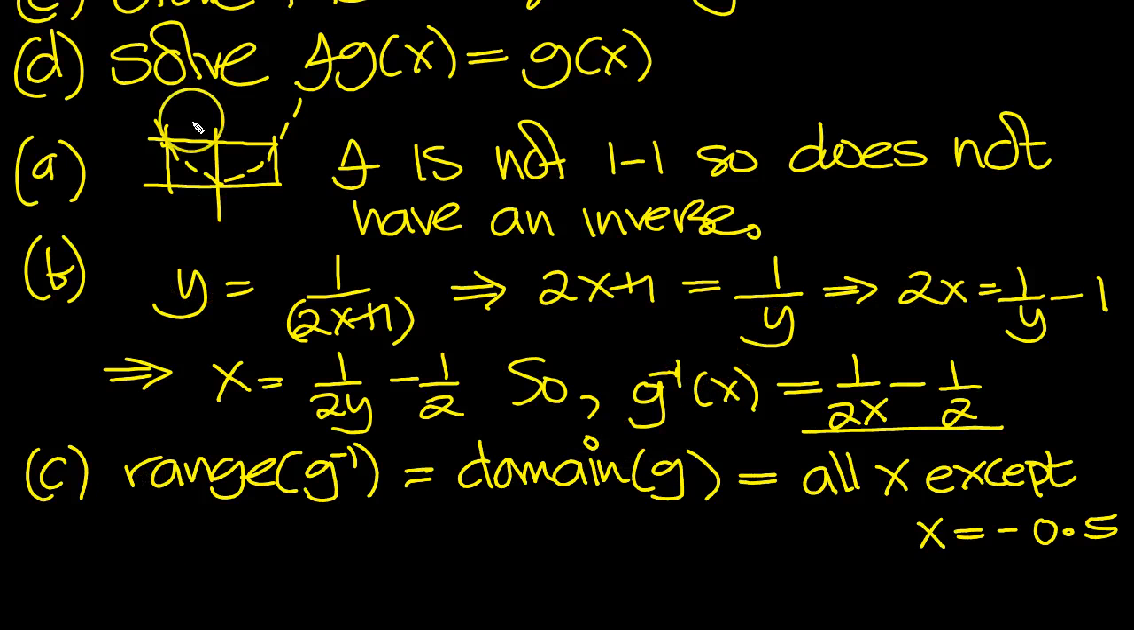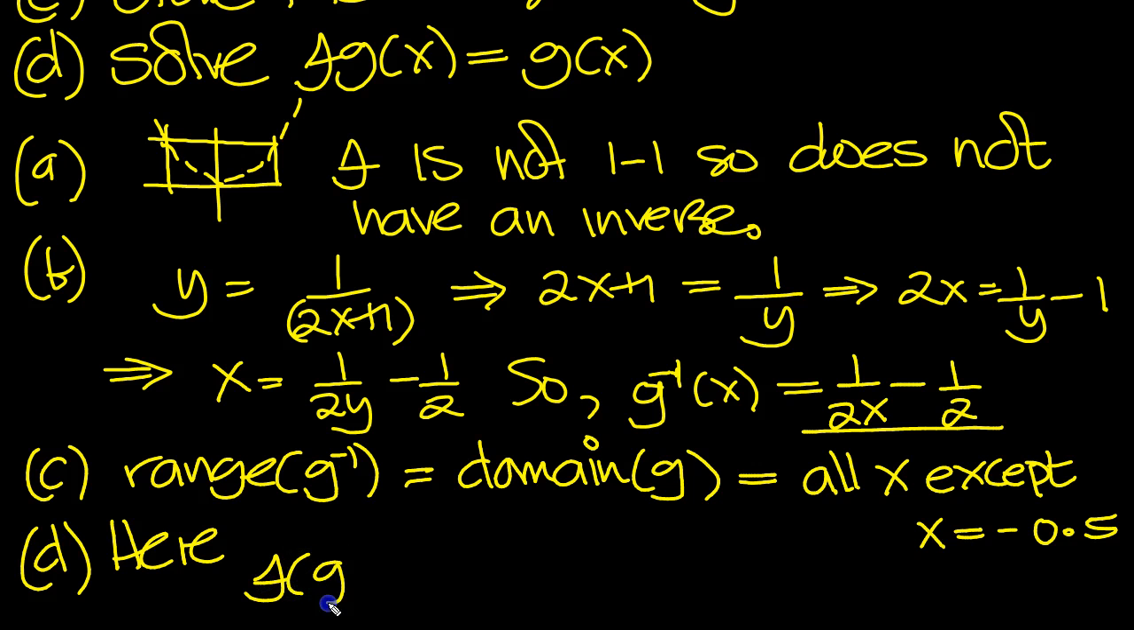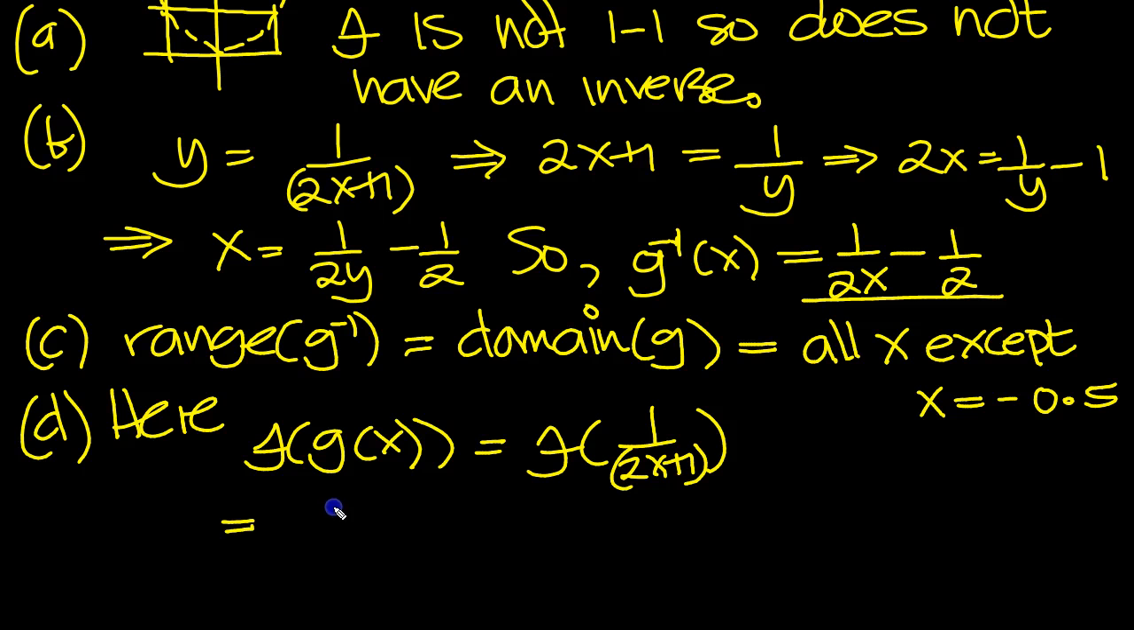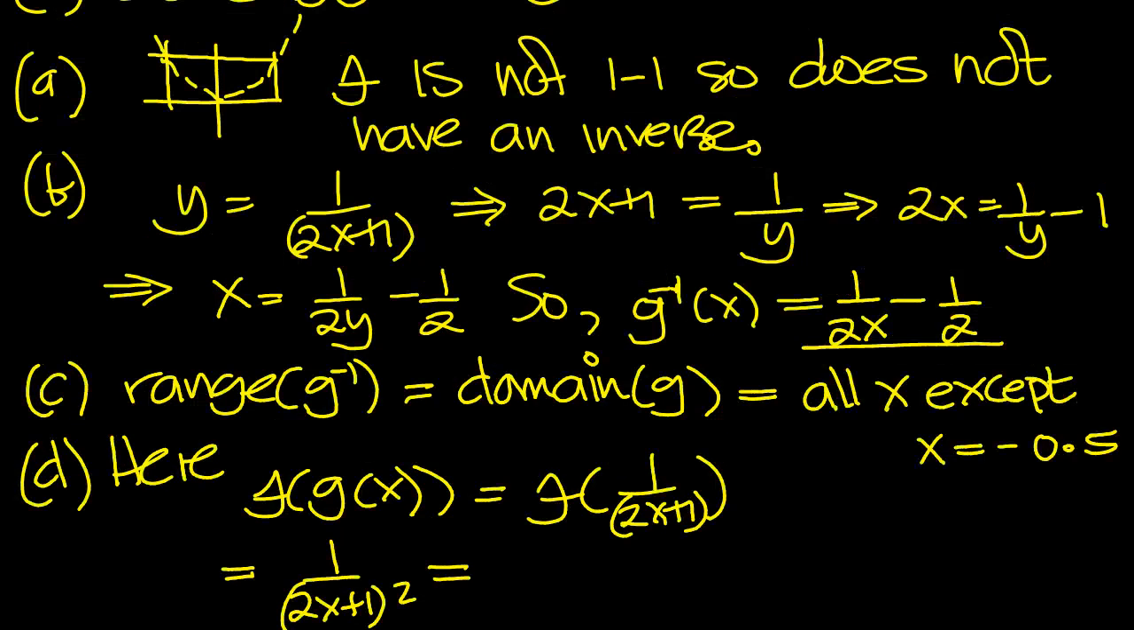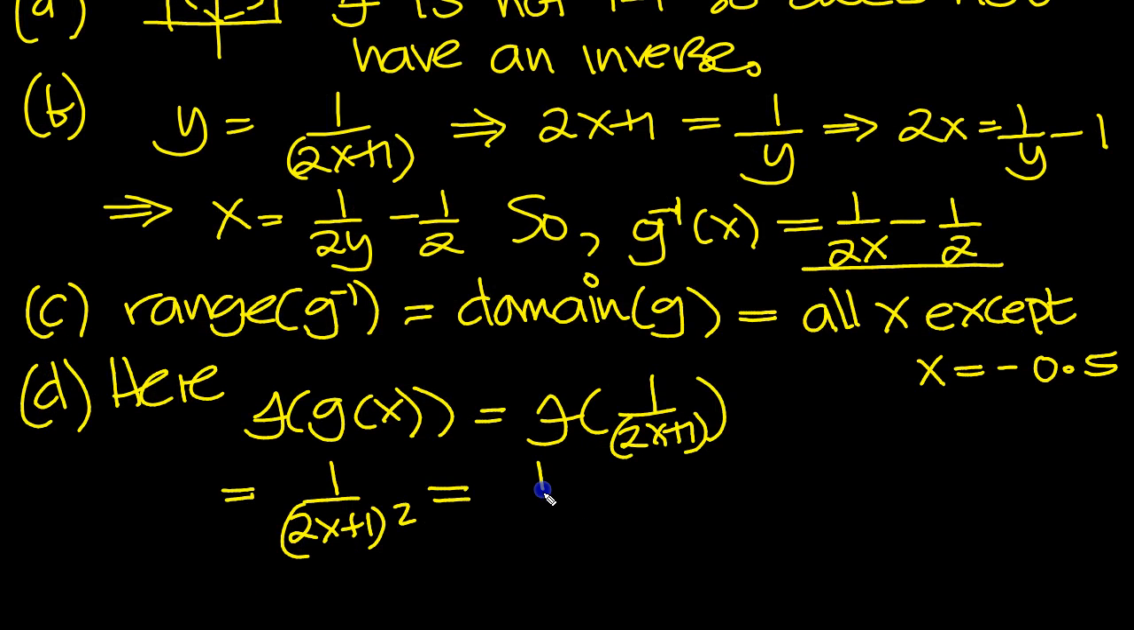So that's part C. Now part D, solve f of g of x equals g of x. So let's have a look at this then. F of g of x is equal to f of, now g of x is 1 over 2x plus 1. And f is send something to something squared, doesn't it? So this is 1 over this, the whole thing squared, is the top squared, which is 1 over 2x plus 1 squared. And that's going to equal then, in part D, g of x, and g of x is 1 over 2x plus 1.